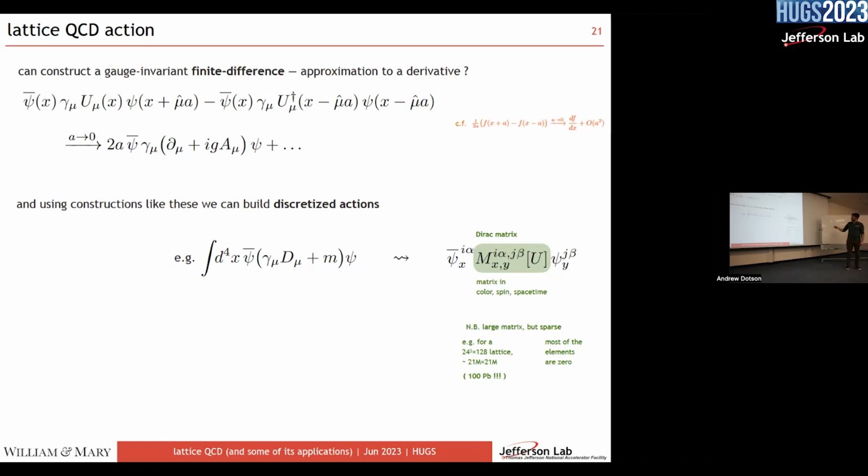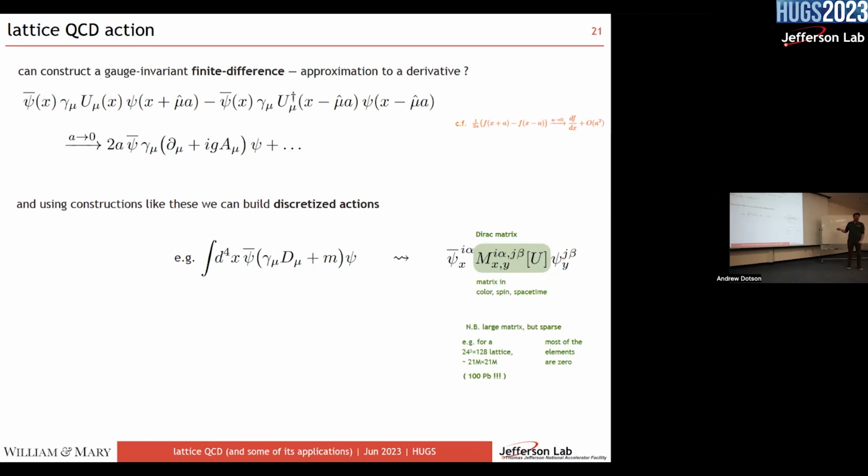And this matrix gets called the Dirac matrix. It's a matrix in space-time, color, and spin. And so it's worthwhile to stop and say, okay, this is going to be a numerics problem, right? Before we start coding this up, let's figure out how much memory we're going to need.